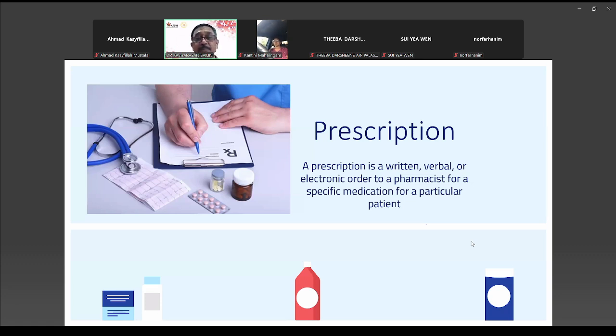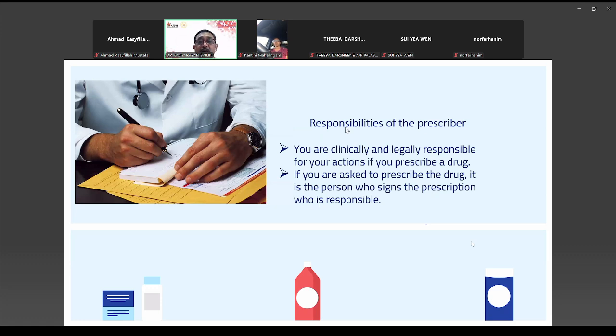Now we are coming to prescription. I'll just go through very fast because I'm sure you all know about this. A prescription is a written, verbal, or electronic order to a pharmacist for a specific medication for a particular patient. So you are clinically and legally responsible for your actions if you prescribe a drug. You're asked to prescribe the drug, it is the person who signs the prescription who is responsible. That means even if your consultant is asking you to write, you are writing it on the card, you are legally responsible.